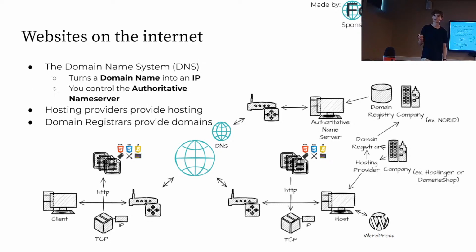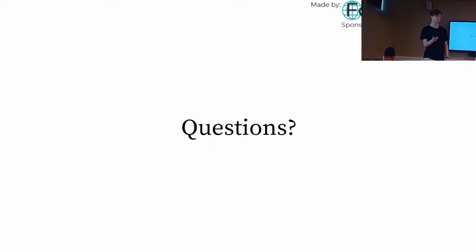So when you make your own website, you control the authoritative name system, which controls the DNS, or the domain name system, which turns a domain name into an IP. In other words, say google.com, where Google would be the domain name, turns it into that long string of numbers, which is called an IP. And some easy words to remember: hosting providers provide hosting, and domain registrars provide domains. Any questions? No? Okay.